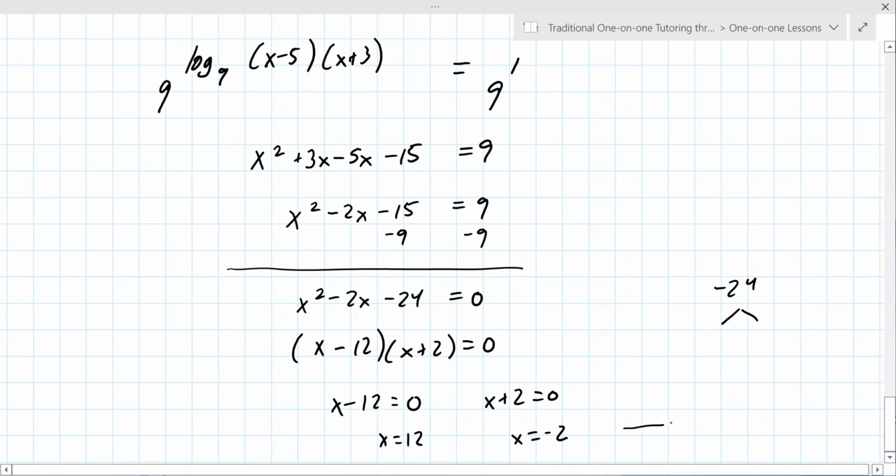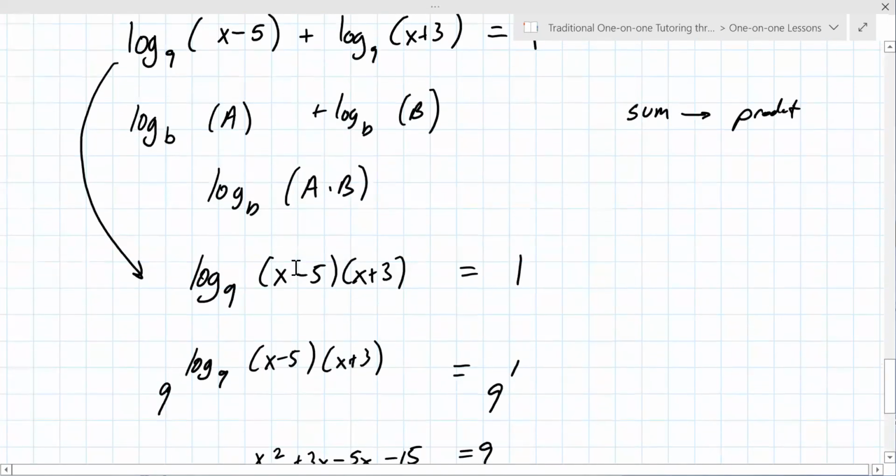Logarithms have domain restrictions, so the part inside parentheses has to be greater than 0. You don't need to know why. That doesn't necessarily preclude negative 2, but it most likely means that one's out. But we'll go back and look. Any questions on this? You have to be able to factor. This is prerequisite stuff.